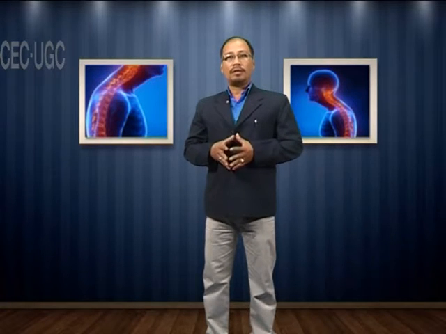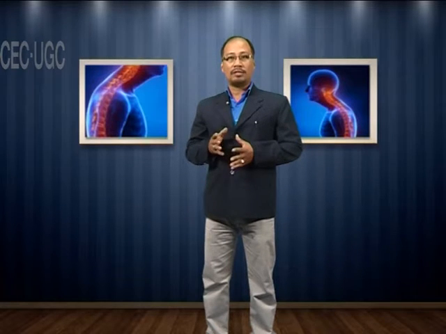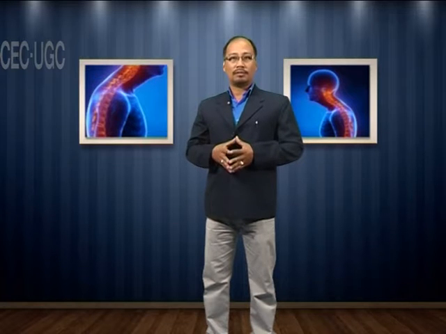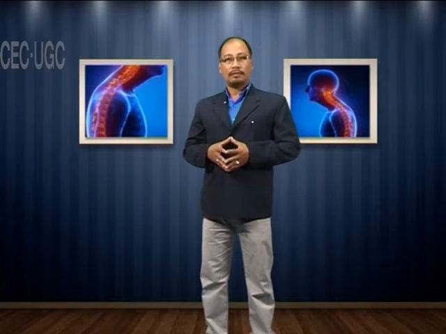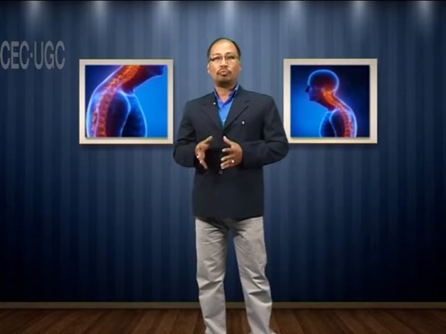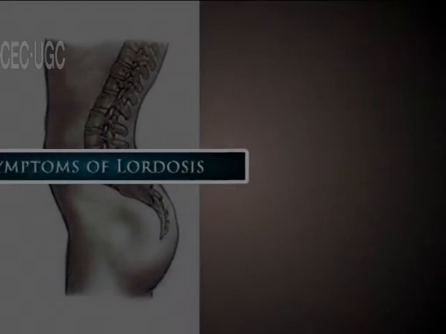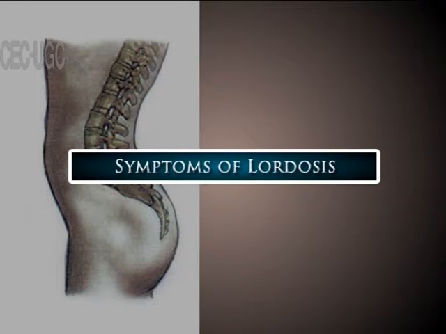The muscles which are usually weak and stretched are abdominal muscles, that is rectus abdominis, internal obliques and external obliques, and hip extensors, that is hamstrings and gluteus maximus. So here comes the symptoms of lordosis.